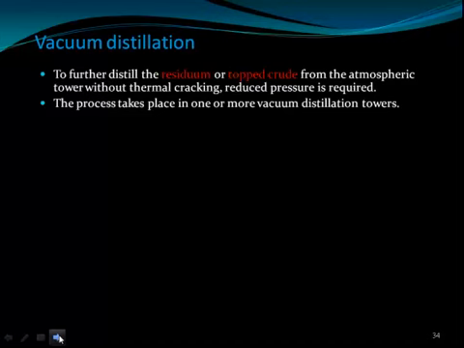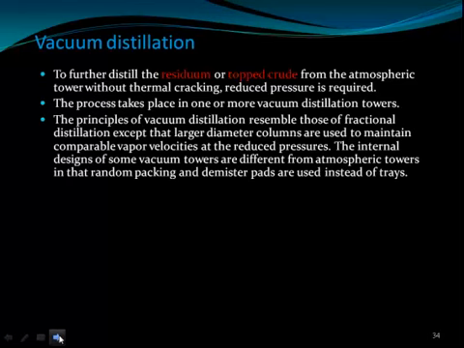Also, components which are not fractionated in the atmospheric tower need vacuum distillation in order to be separated. The process takes place in one or more vacuum distillation towers. The principles of vacuum distillation resemble those of fractional distillation, except that larger diameter columns are used to maintain comparable vapor velocities at the reduced pressures.